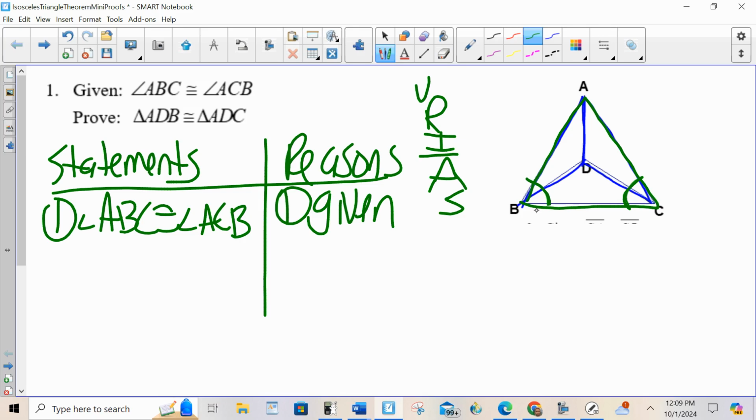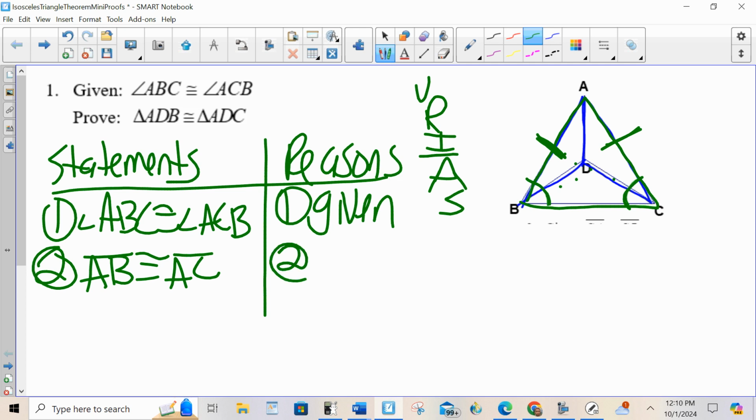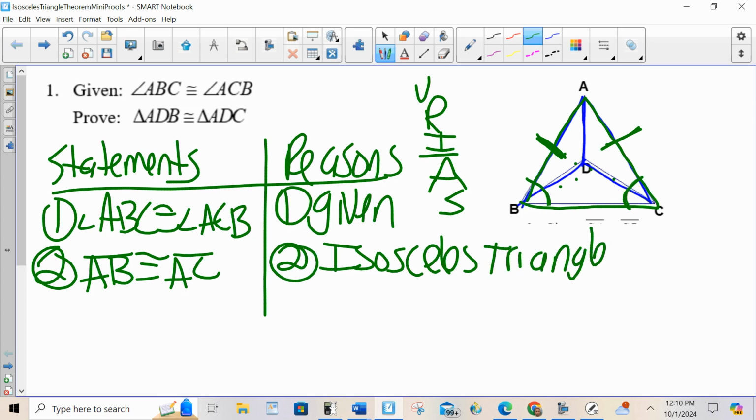And an isosceles triangle not only has two congruent angles, but the sides opposite them are congruent. And are the sides opposite them sides of the blue triangles? Sides of the triangles I'm trying to prove? Yes. So I can now state that segment AB is congruent to segment AC, and the reason, isosceles triangle theorem. And what isosceles triangle theorem states, if your teacher is not going to accept this, in a triangle, congruent angles are opposite congruent sides.